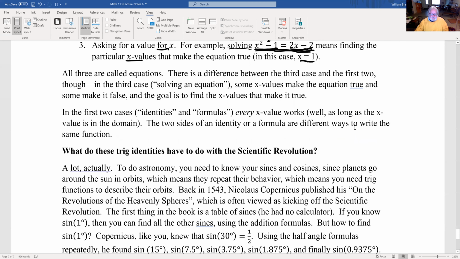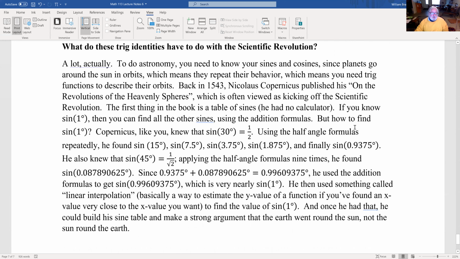Okay, and last, a little bit of historical stuff. What do trig identities have to do with the scientific revolution? So to do astronomy, you need to know your sines and cosines because planets go around in circles, well, ellipses, and they repeat their behavior, which means you need trig functions to describe them. In 1543, Nicholas Copernicus published On the Revolutions of the Heavenly Spheres, which is one of these books that is viewed as kicking off the scientific revolution.